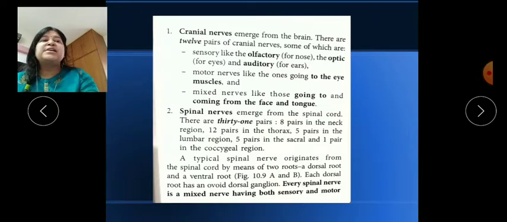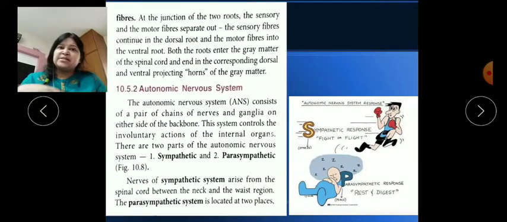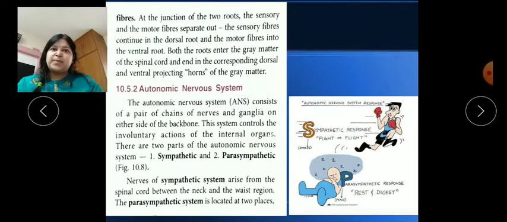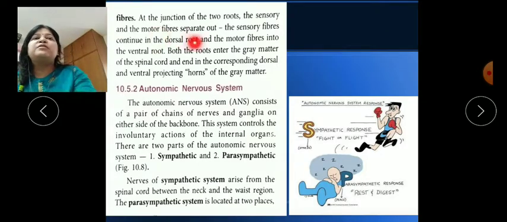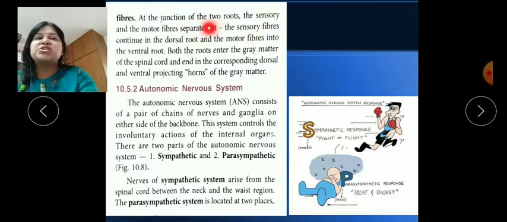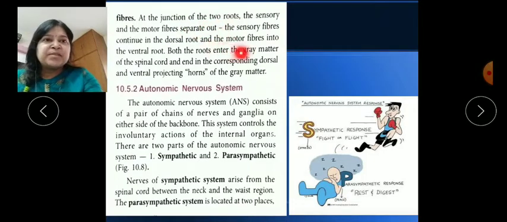As you know, our sense organs carry impulses and convey those impulses or signals to the brain, and then our brain reads and interprets them, and sends back signals to the muscles to act. So that is it. The sensory and the motor fibers separate out at the junction of the two roots, okay. It can be a center part.